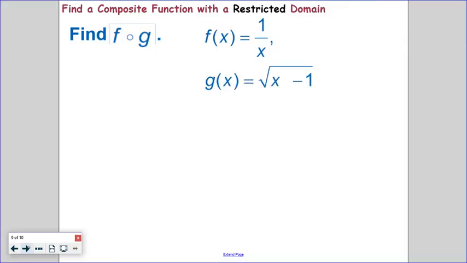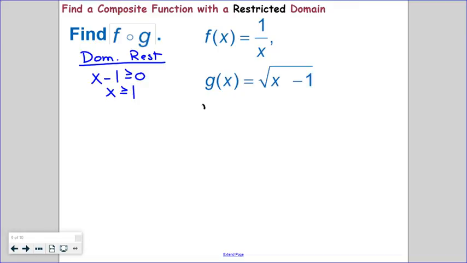Okay, so our domain restrictions. We start with the domain restriction of g of x, right? We have a domain restriction here, and that is a radical. It has to be greater than or equal to 0. X has to be greater than or equal to 1. We just hang on to this, and if that's all the domain restrictions we have, that's our domain restriction. Now we move on to doing our composition.